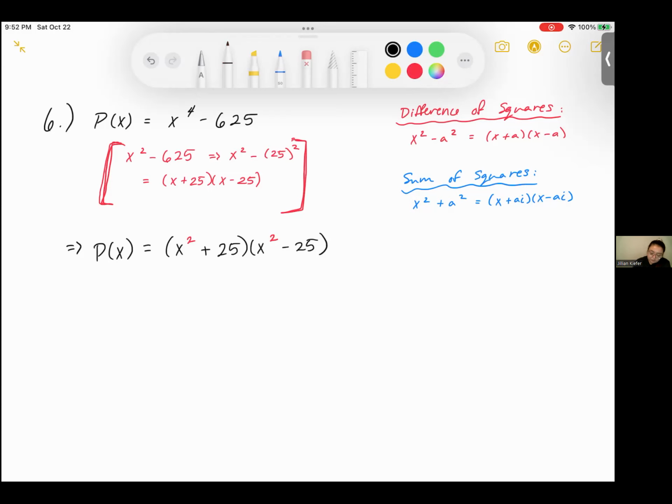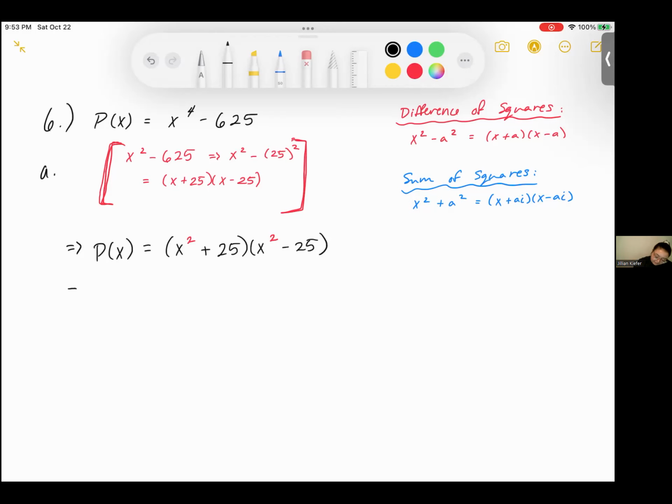Now for part A, we want to factor into our irreducible quadratic factors and our real numbered linear factors. So in this case, x squared minus 25 is once again the difference of squares, and x squared plus 25 would be the sum of squares. And in part A, we don't want any i's. We want irreducible quadratic factors and real numbered linear factors. So that means that we are not going to factor x squared plus 25 for part A because we do not want complex numbers. We want complex numbers for part B. But we can still factor x squared minus 25 using the difference of squares.